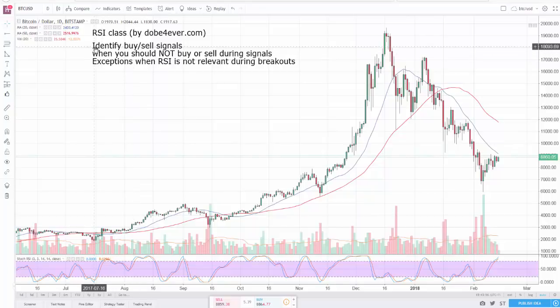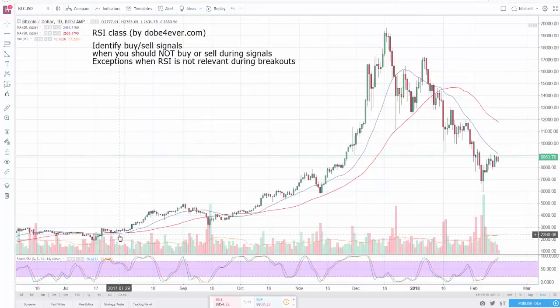I have 3 points that I want to cover in the RSI indicator. The first thing, like many other indicators, is that indicators usually give us buy and sell signals. They indicate when it is a good time to buy and when it is a good time to sell, or to open and close positions in trading.